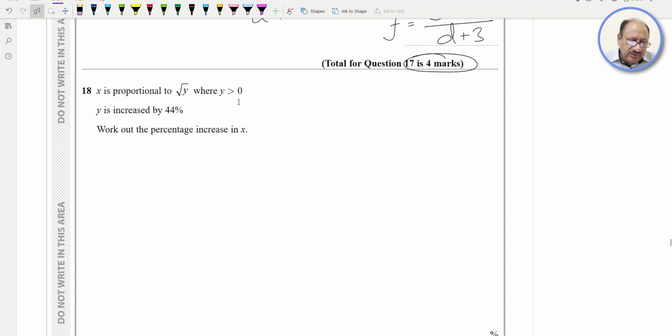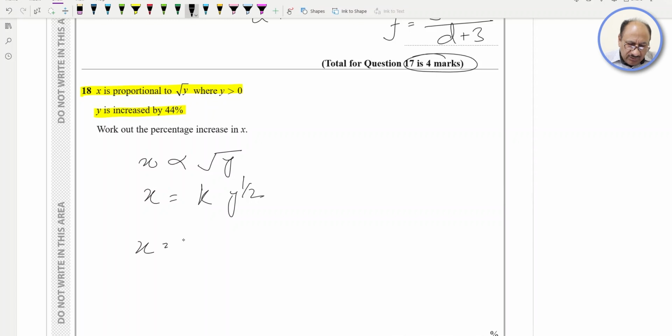Now question number 18, they're saying x is proportional to under root of y, where y is greater than 0, y is increased by 44%. So we can write x is proportional to under root of y, and we can write x is equal to k y raised to the power 1 by 2. Y is increased by 44%. So it means this is increasing by 44%, 1.44, and y raised to 1 by 2 we can write like this.